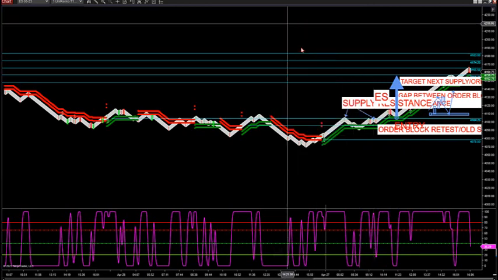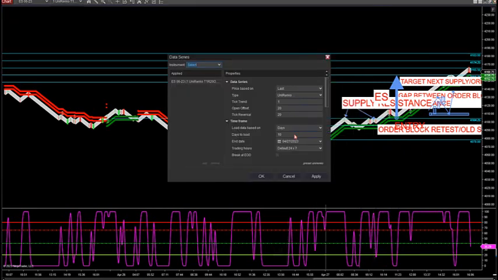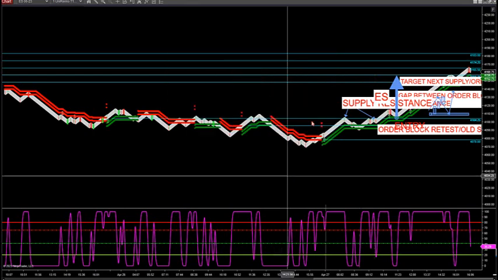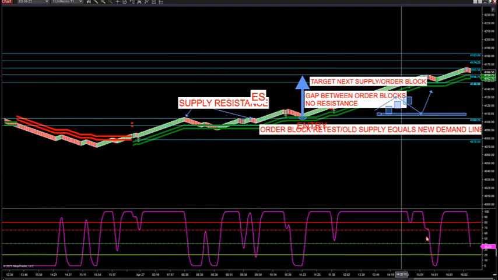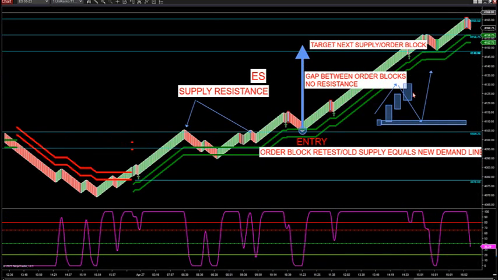Now, I don't go more than 10 days back. So I go 10 days back. This is a 120.20 on the UDI Renko. And 10 days back can suffice to find out where the order blocks are. But you can see how I did that before this even happened this morning.